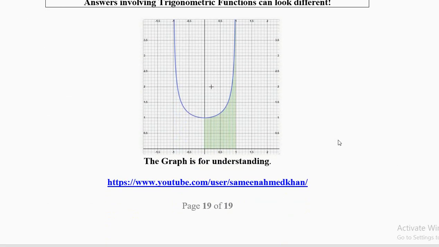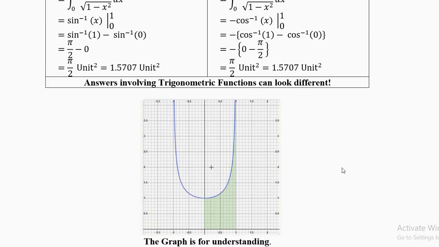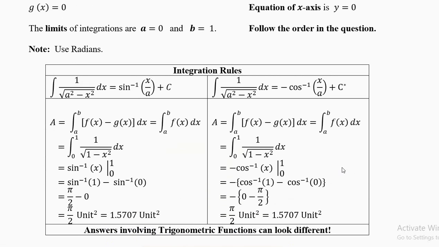And how does the graph look? The graph will look like a cup. The blue is your graph. X equals -1 and x equals +1 are your vertical asymptotes, and this green shaded thing is the area you have. So these are the kind of areas we are going to do in this topic.